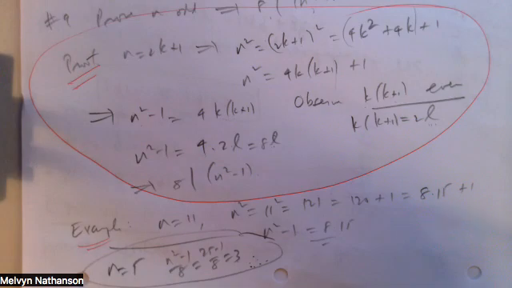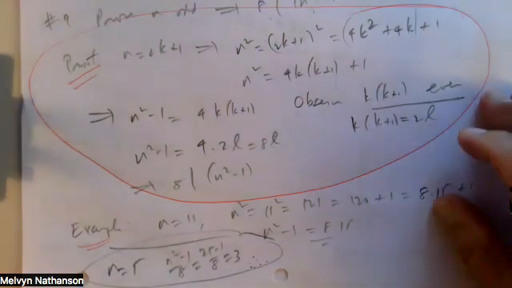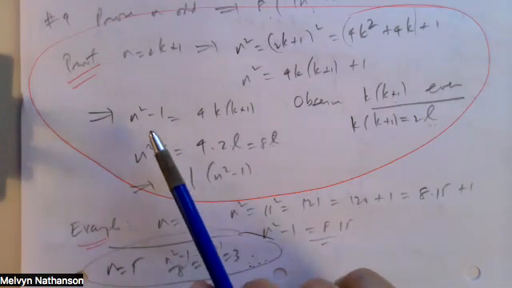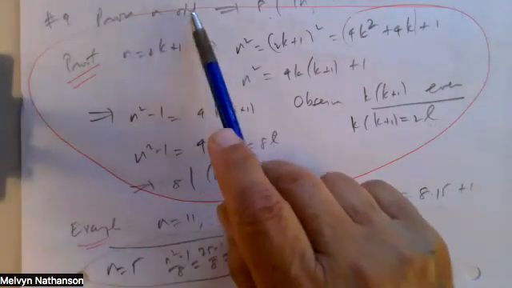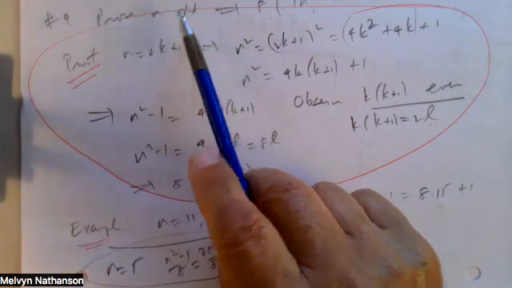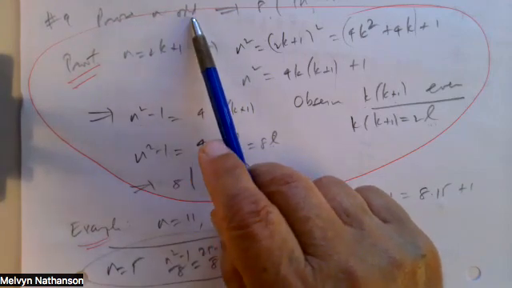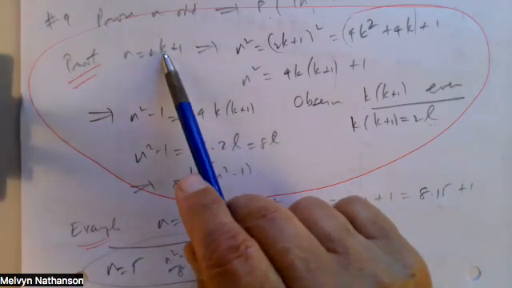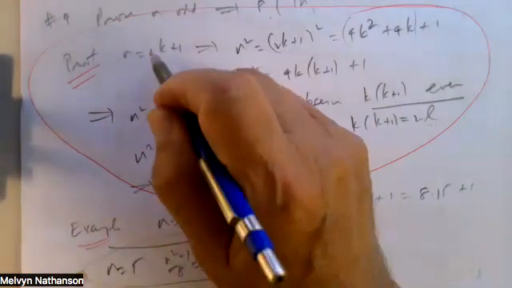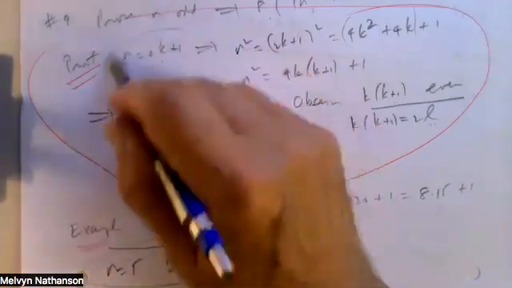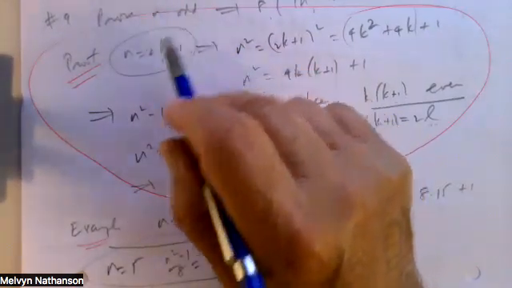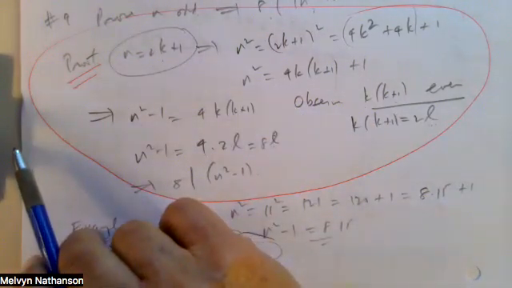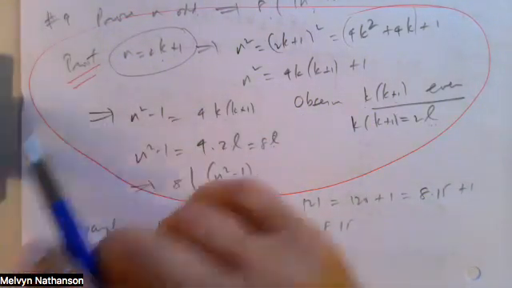How did you choose 2k plus 1 as n? I didn't just choose it. Prove that if n is odd, every odd number, the definition of an odd number is a number of the form 2k plus 1 for some integer k. This is the definition of an odd number. This is what odd means. An integer is odd if it can be written in the form 2k plus 1.